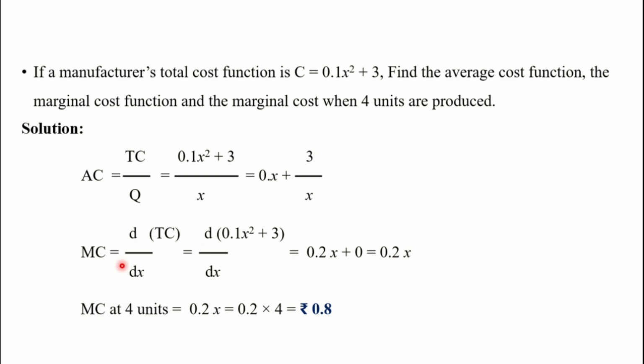Means what is the marginal cost? Marginal cost is 0.2x. Now what is asked next? The marginal cost when 4 units are produced. Okay, marginal cost at 4 units. We simply put x is equal to 4. We will get marginal cost at 4 units: 0.2 into 4, that is rupees 0.8. That is the marginal cost at 4 units.